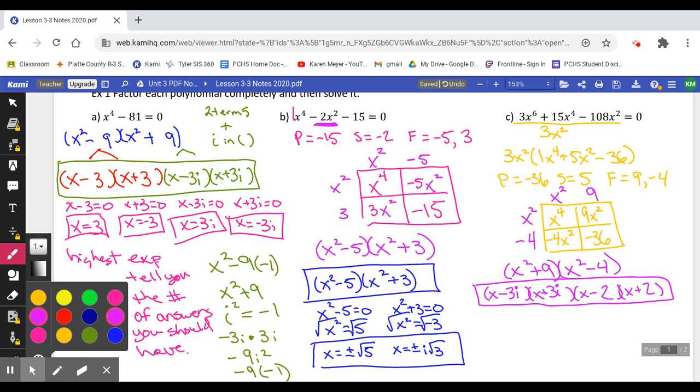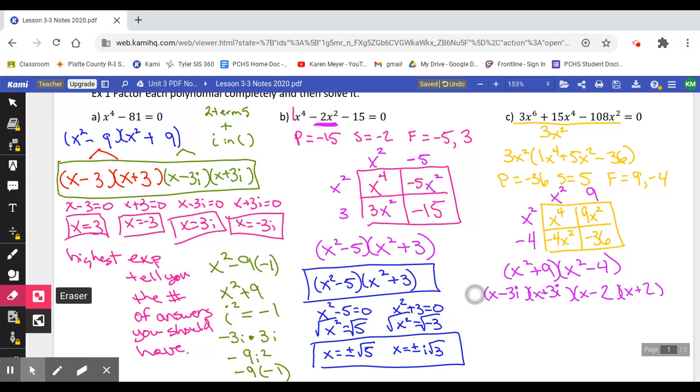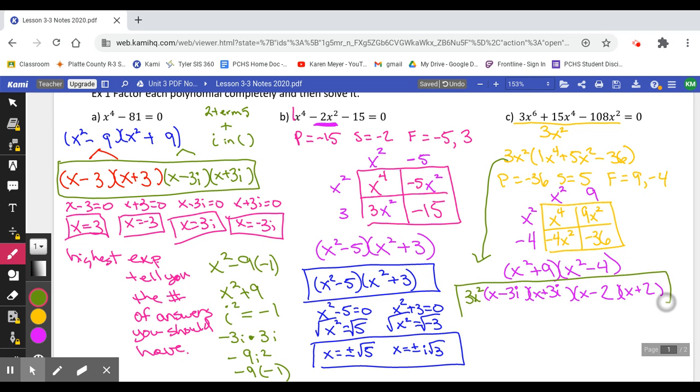So now we're going to set each one equal to 0 and solve. Oh, whoops. Wait a minute. Sorry. Don't be silly like Miss Meyer was just silly. I'm going to erase this. What did I forget to put on my answer? Hopefully everybody says, oh, Miss Meyer, you did not put on the GCF. So make sure you go back here, take your GCF, and put that in front of your factoring answer.